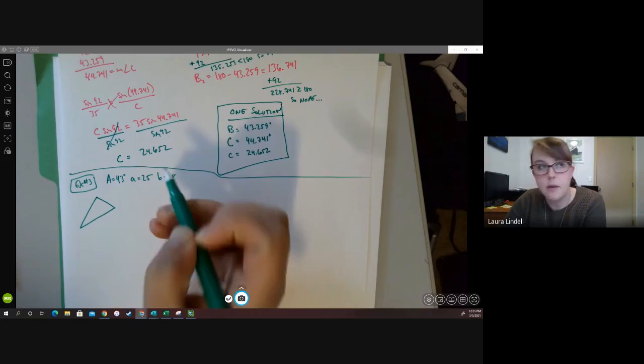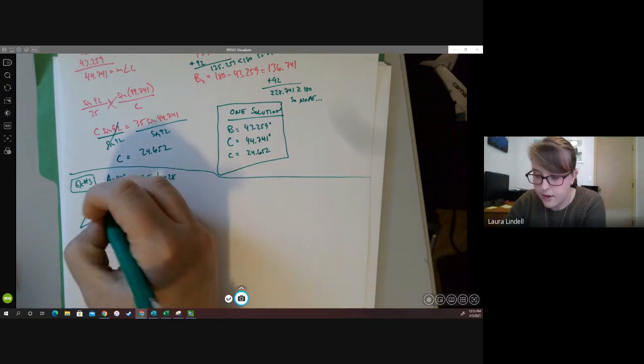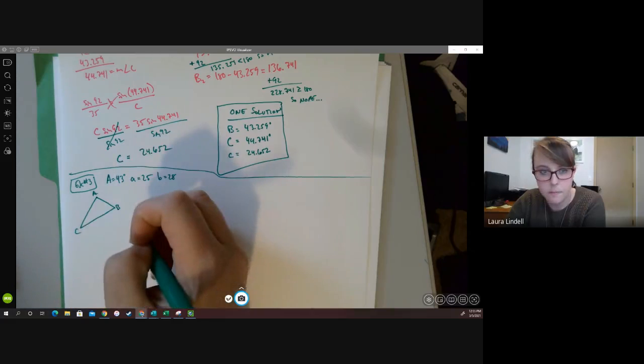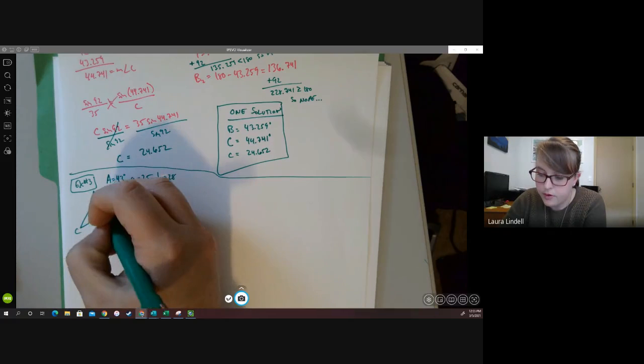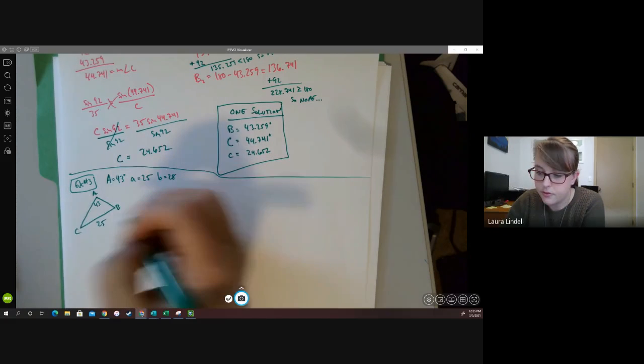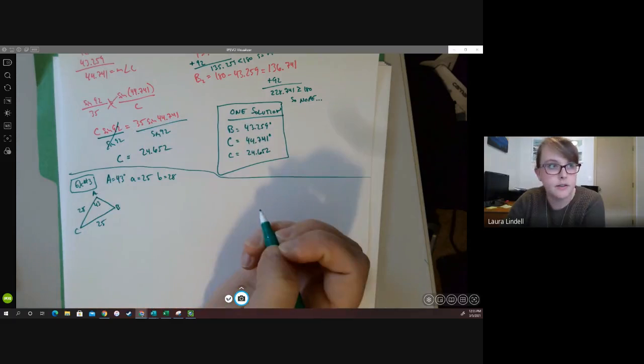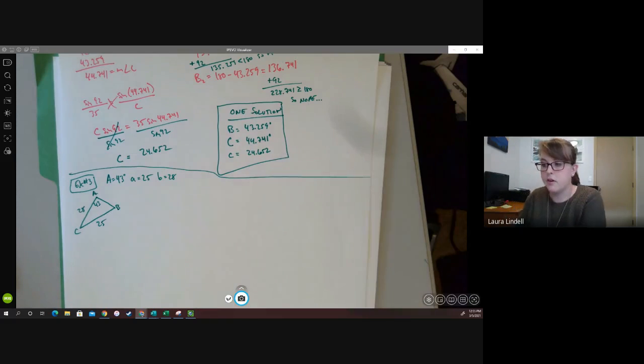So just like last time, we would draw our triangle. We have A, B, C, 43 degrees, side length 25, and 28. And we're going to start solving it just like we did the last one. So for this one, go ahead and see if you can find both values for B. When you think you've got both values for B using law of sines, type "got 'em" in the chat.